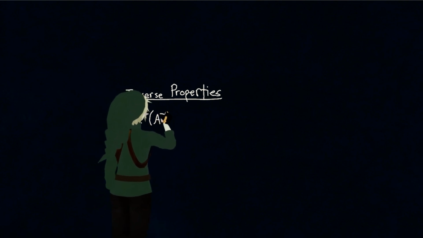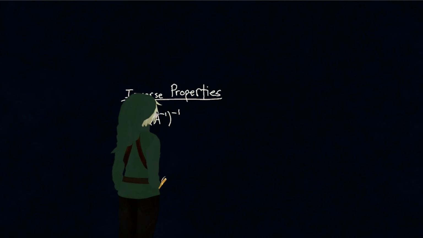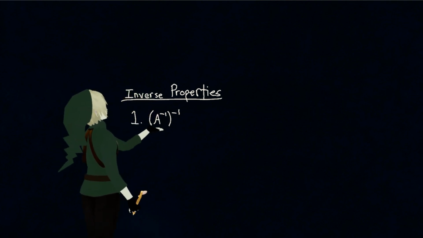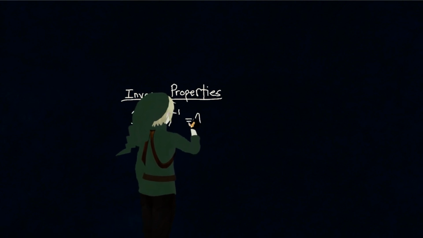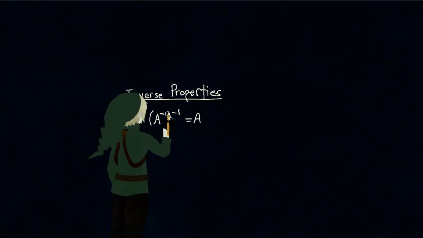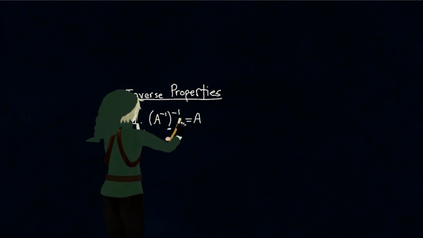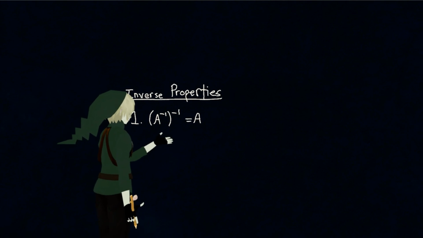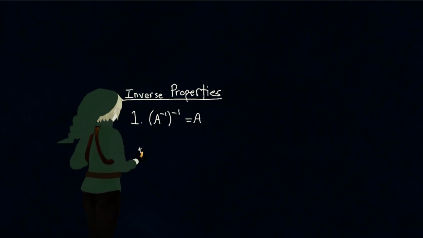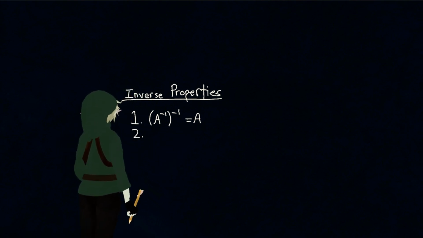If you want to compute the inverse of the inverse of A, it's just simply going to equal A. So the inverse here is just going to cancel out. So the inverse of the inverse of A is equal to A. That's it. Very simple. All right, number 2.